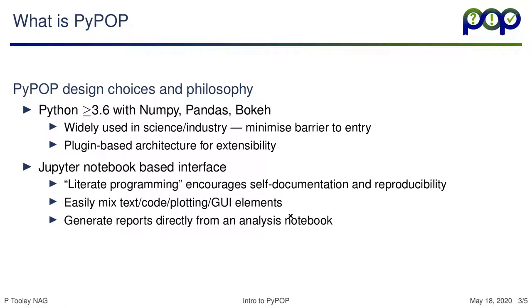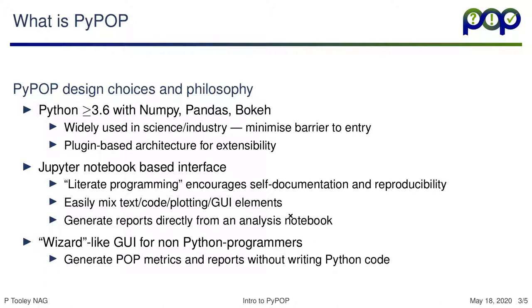The interface to PyPOP makes use of Jupyter Notebooks. This is designed to encourage a literate programming approach, which mixes the code and descriptive text for the analysis together in a single notebook. With everything in a single notebook, it makes it easier for us to support the generation of PDF reports directly from an analysis notebook. And finally, PyPOP incorporates a wizard GUI for non-Python programmers, to allow anyone to quickly generate POP metrics and generate reports without actually having to write any Python code at all.